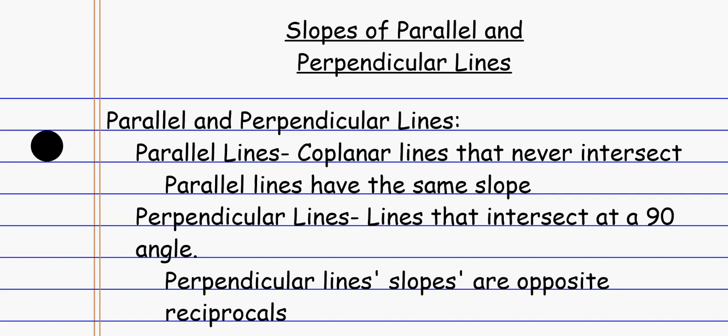Perpendicular lines are lines that intersect at a 90-degree angle. And again, from the algebra perspective, perpendicular lines, the slopes are opposite reciprocals. So perpendicular lines, slopes are opposite reciprocals. All right?